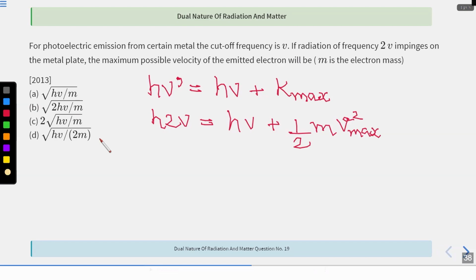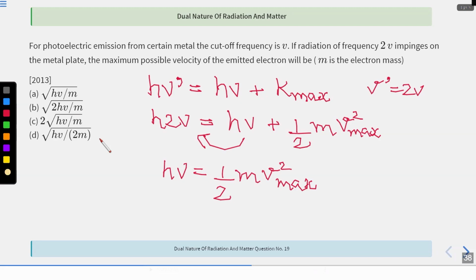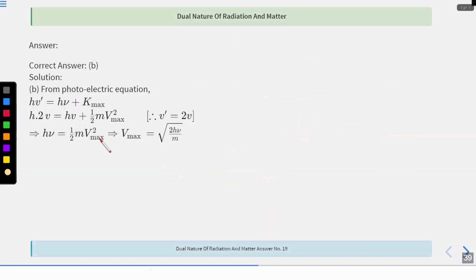So I can write this further as, we've been given that v dash is equal to 2v, right? That's it. We just substitute it over here. So we can tell that hv is equal to half m v square max. And how did I get that? I just brought it over here and then subtracted it. So from here, I can tell that my v max is equal to root of 2hv by m. And this is my option B. Okay, let's move on to the next question.